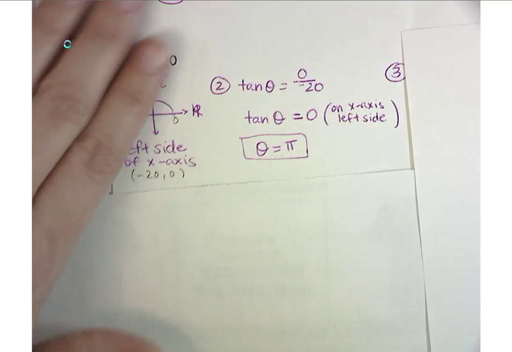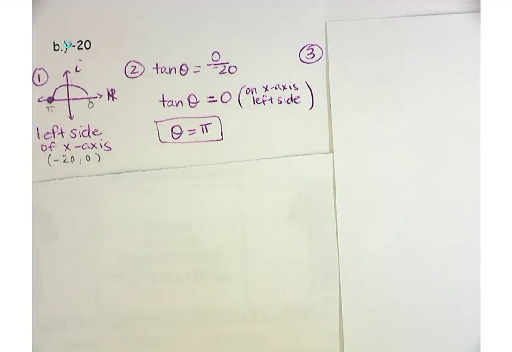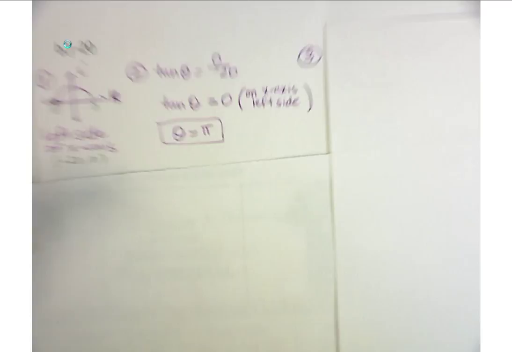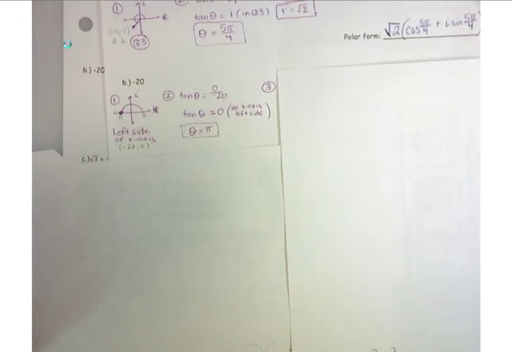Okay, so it just depends on what side of the axis that you have it. Okay, and then what I want you to do is finish B. So you're going to finish step 3. You're going to write it in polar form, and then you're going to do all of part C.